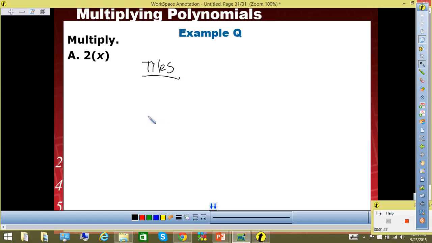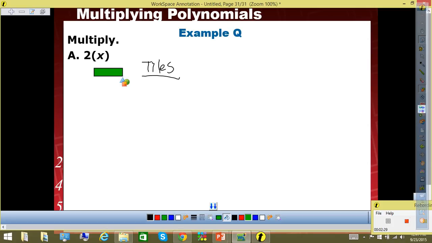Remember last week that we used tiles to show addition of polynomials, remember that? So look at this one. What's inside of the parentheses? X. So tell your neighbor what kind of tile and what color that is. Okay, I heard rectangle, is that correct? What color? Green. Yeah, there are no blue rectangles. The rectangle was green, so there it is.